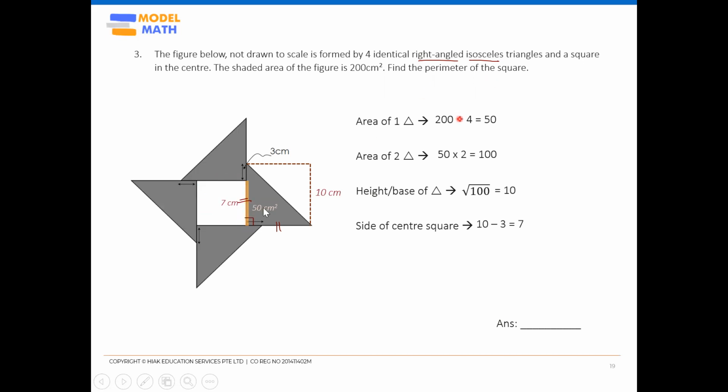So find the perimeter. Perimeter is simply 4 sides added up together. 7 times 4, and there you go. That's the perimeter.